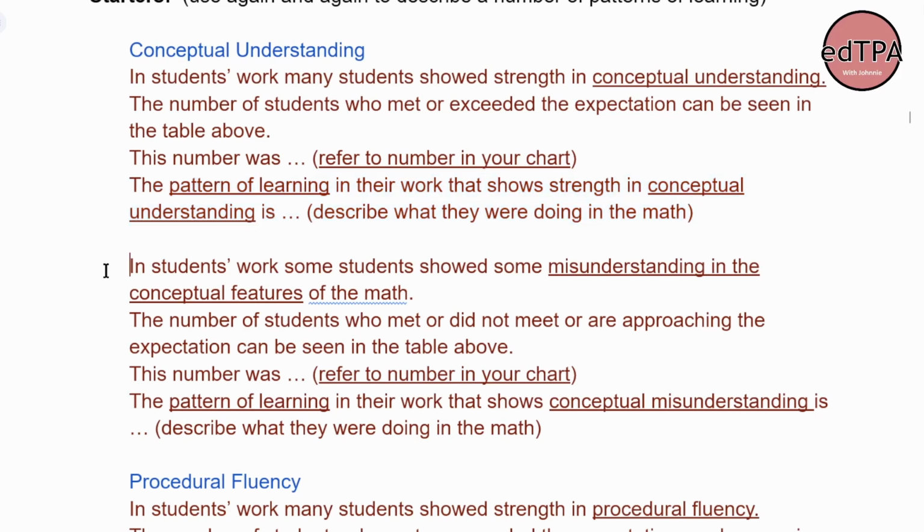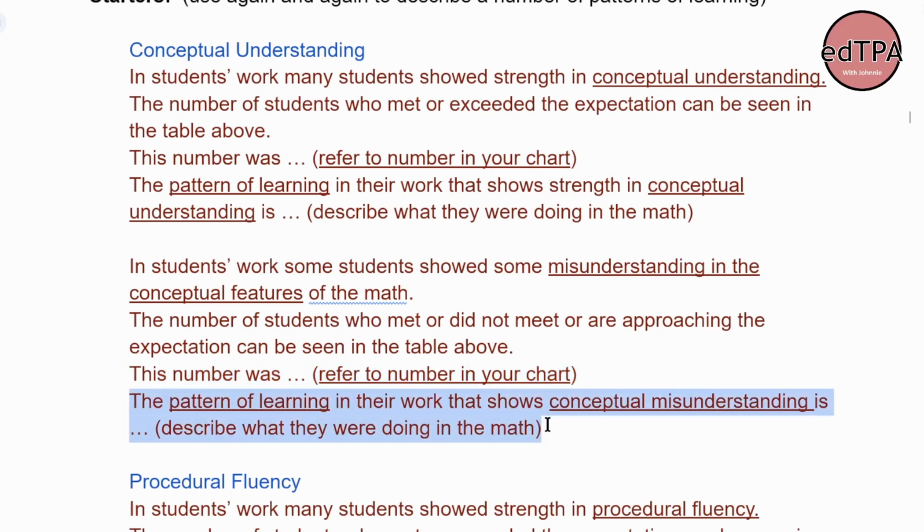Now you have to do the other side of it. In students' work, some students showed some misunderstanding of the conceptual features of the math. The number of students who met or did not meet or are approaching the expectation can be seen in the table above, and this is where you give the number of kids who didn't quite get to that conceptual piece.